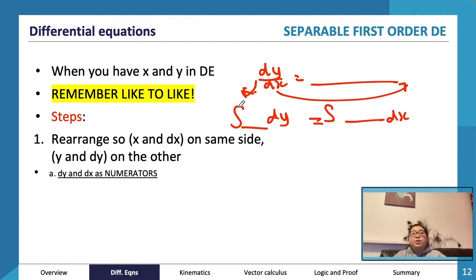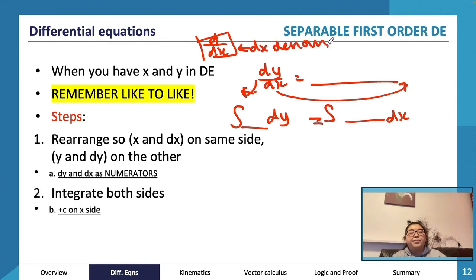So what you want to do is rearrange, so x and dx are on one side and y and dy are on one side, and dy and dx are actually going to be numerators. So in differentiation, you have d over dx, where you can see that the dx, or the factor that you're differentiating by, is the denominator.